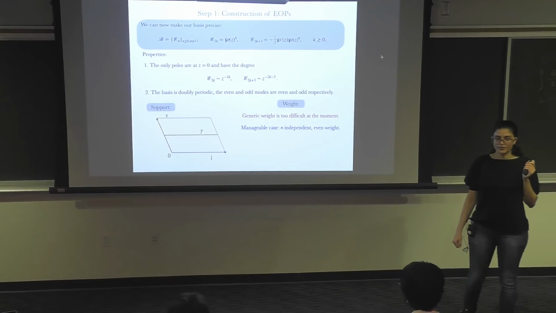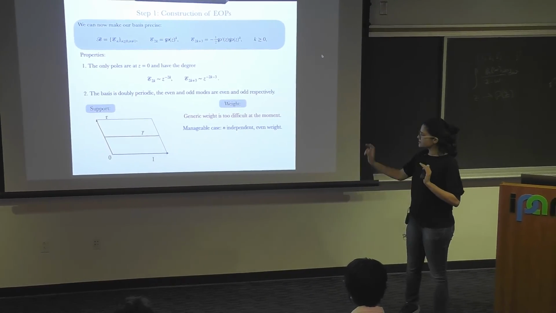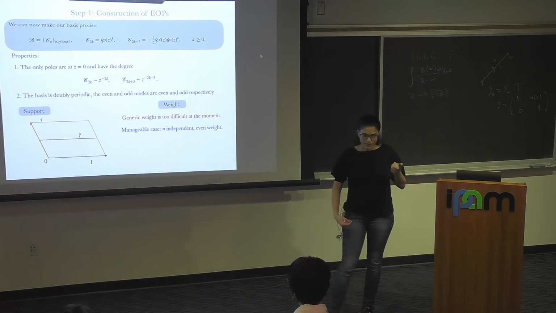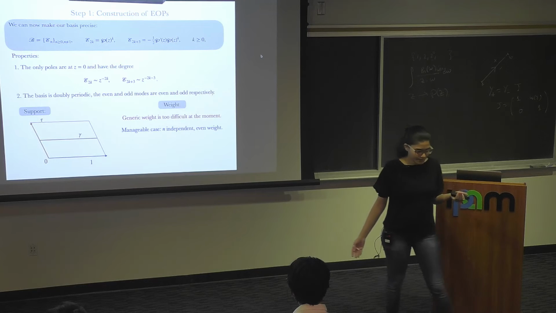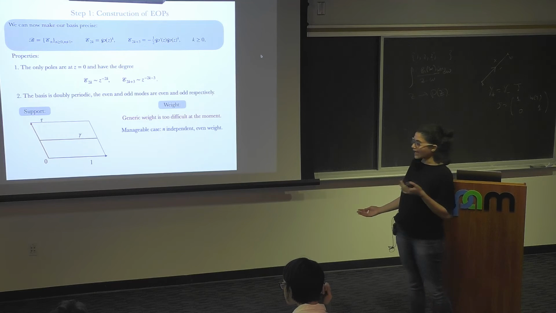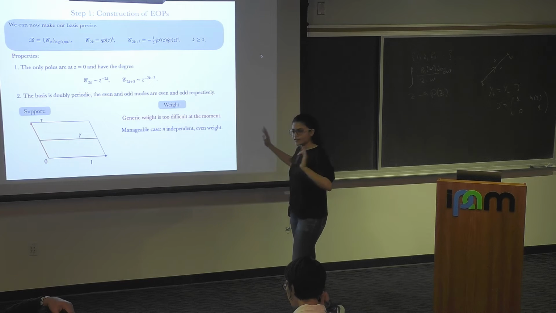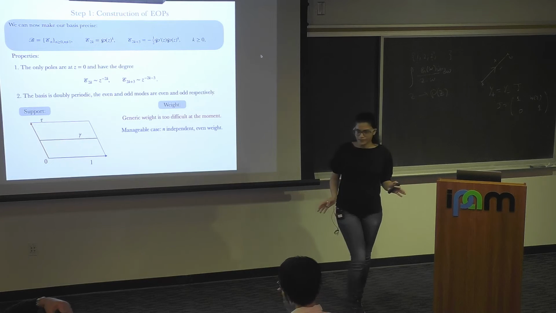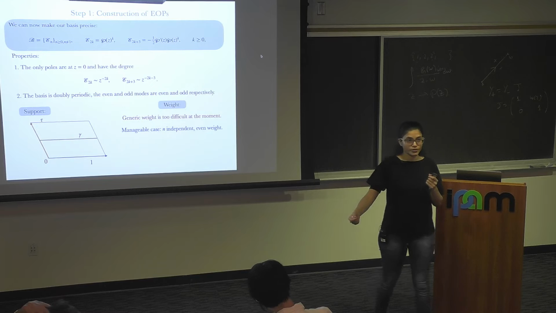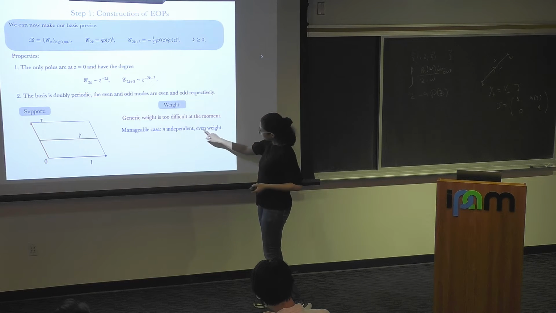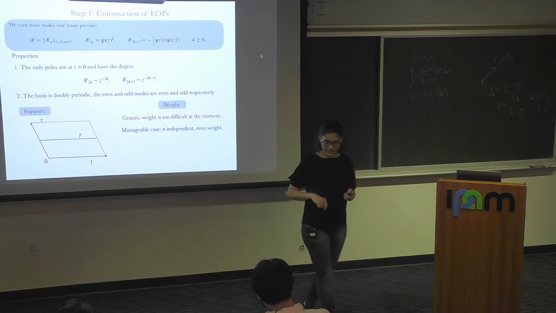Okay, now onto the weight. Generic weight is too difficult to deal with at the moment. This is a task for the future. But a more manageable case, or the first case whenever you study these, is that you consider n independent weight. We also consider it to be an even weight because that makes our life easy down the road. But several of the results I'm going to show can be extended to any. I think the evenness can be dropped in certain cases.